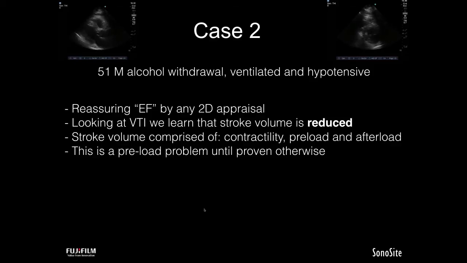So we have a reassuring EF, so to speak, or systolic function by our 2D assessment, but the VTI tells us a different story. So stroke volume's down, and we can actually say that despite a reassuring echo by 2D standards, we've actually unmasked there's a cardiac portion to this, or unmasked the underlying physiology. And really, this is a preload problem until proven otherwise in this kind of patient. There could be other causes, of course, but really, this is a preload problem until proven otherwise.